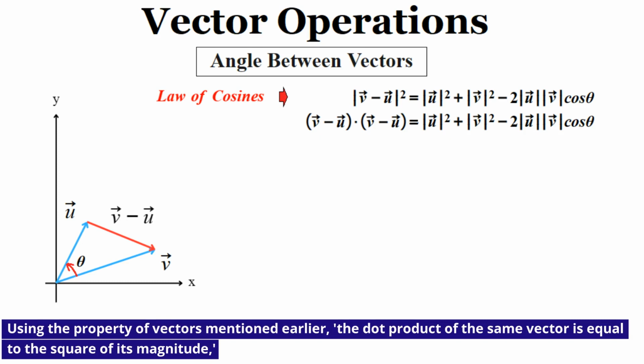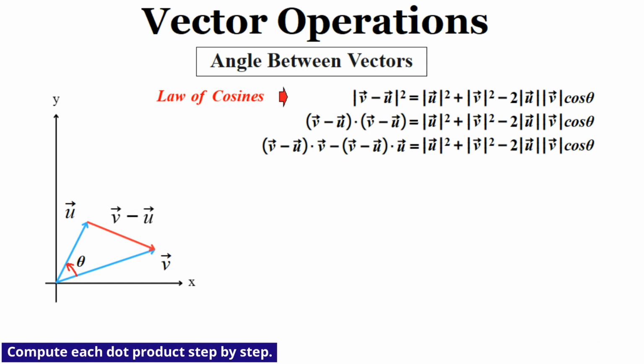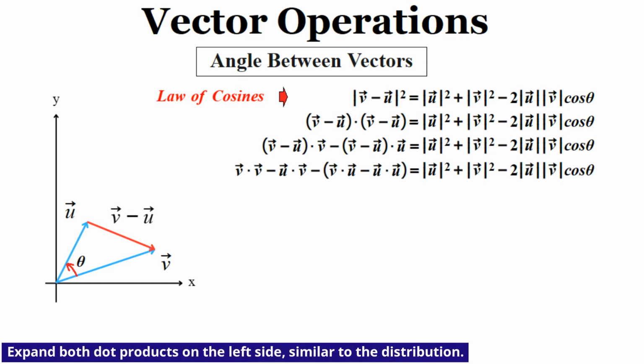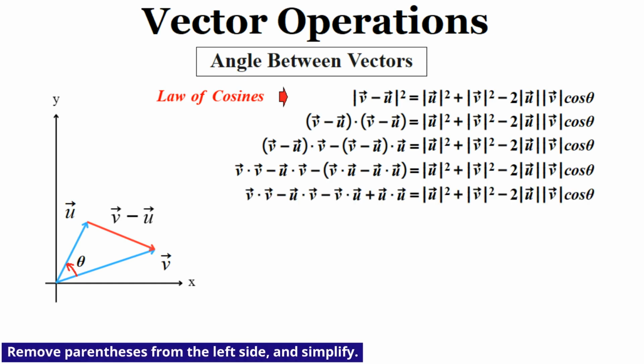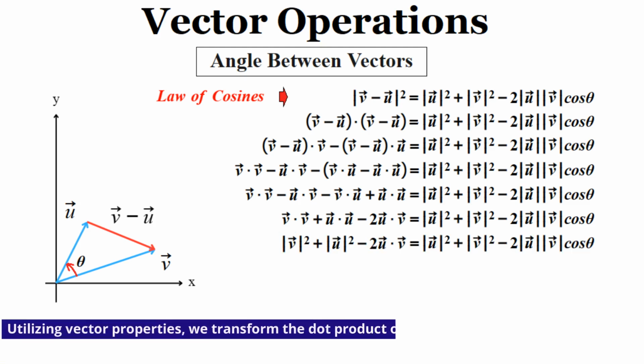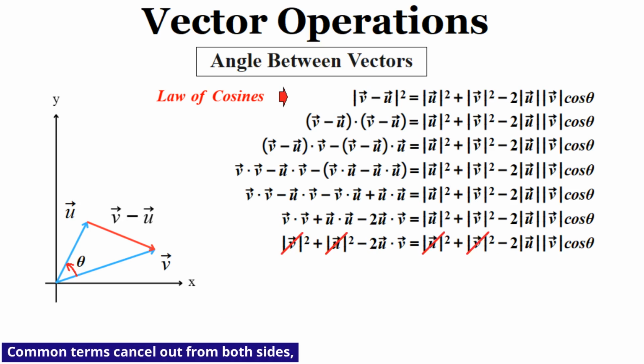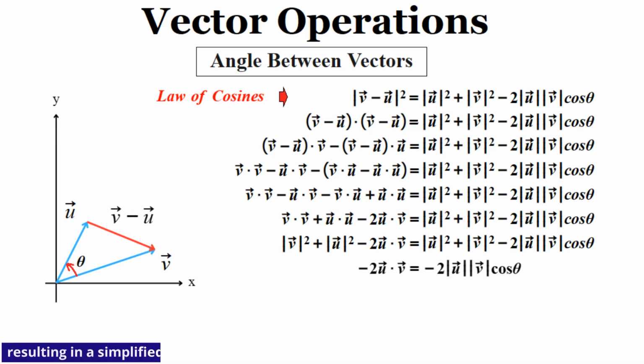Using the property of vectors mentioned earlier, the dot product of the same vector is equal to the square of its magnitude. We expand the left side. Compute each dot product step by step. Expand both dot products on the left side, similar to the distribution. Remove parentheses from the left side and simplify. The dot product uv is equivalent to vu, so we rearrange it as 2uv. Utilizing vector properties, we transform the dot product of the same vector into the square of its magnitude. Common terms cancel out from both sides, resulting in a simplified expression.